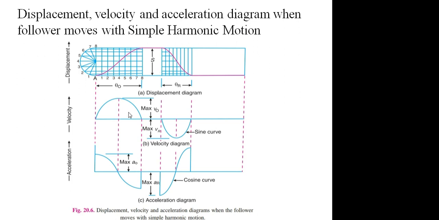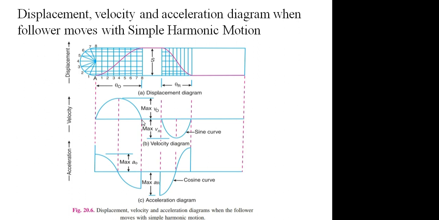This is the velocity diagram. Now velocity is 0 at the start and end of the outstroke. It is also 0 at the start and end of the return stroke. It is maximum at the mid of the outstroke and return stroke. So you will get a sine curve for the velocity diagram by taking some suitable scale.